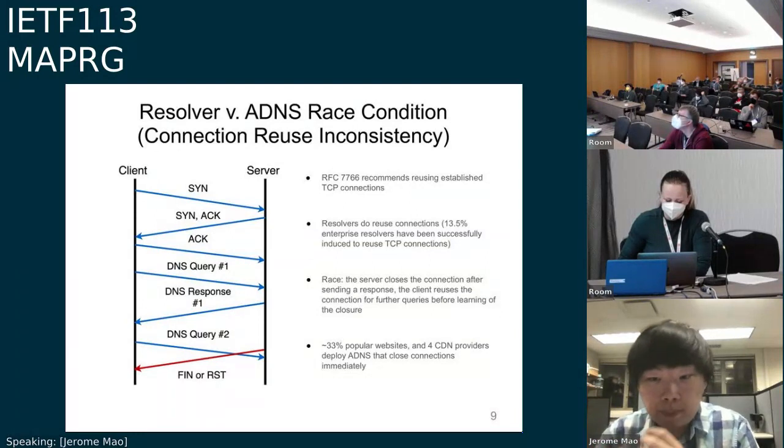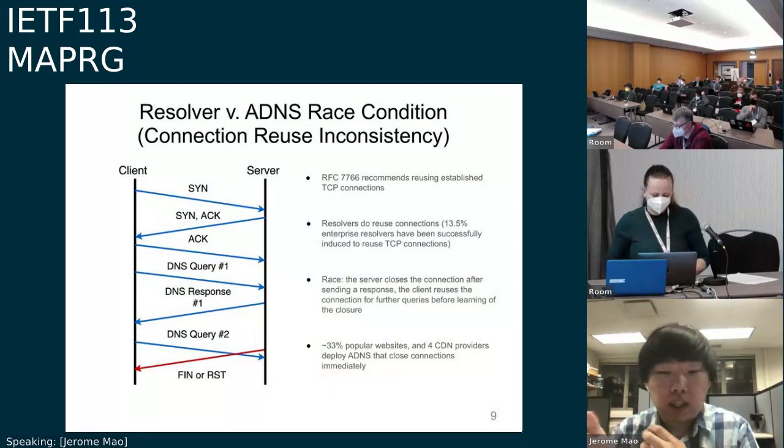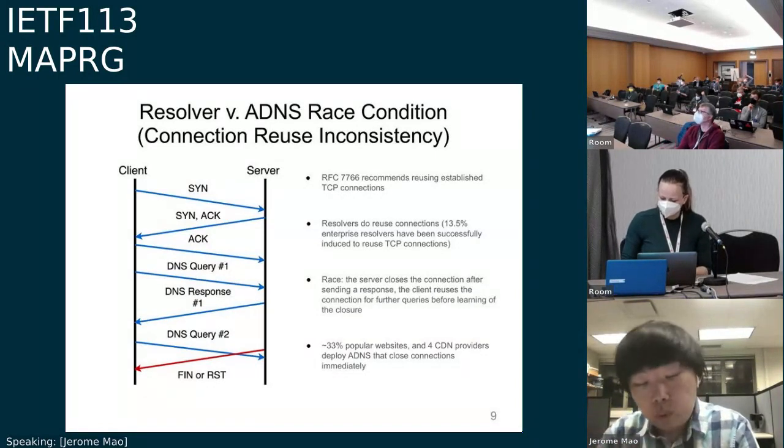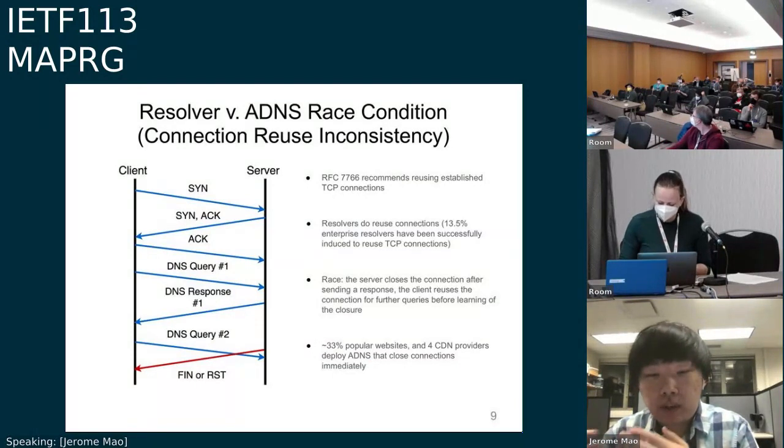And here's a race. The server tries to close the connection after sending a response, after responding to this DNS query, but the FIN or the reset segment is still in flight, and the client doesn't know that this connection is being closed out, and the client is trying to reuse this connection for further queries. We can see that this query is going to be left unresponded. So that's a race condition.